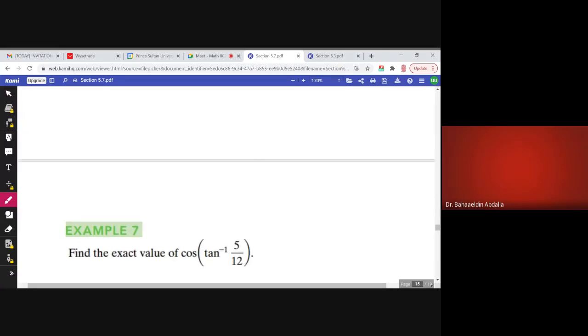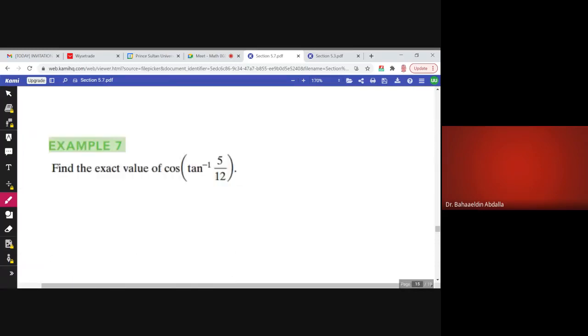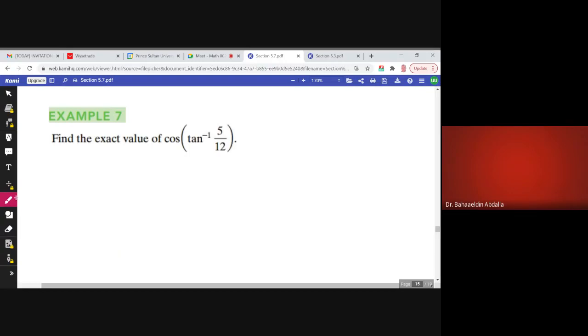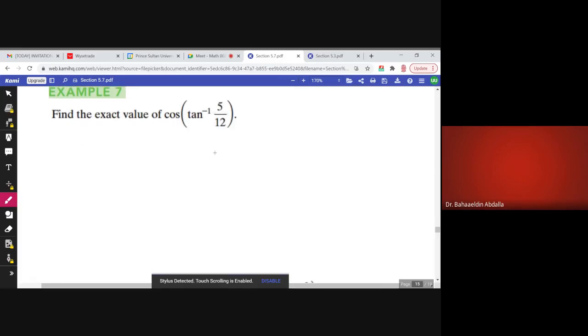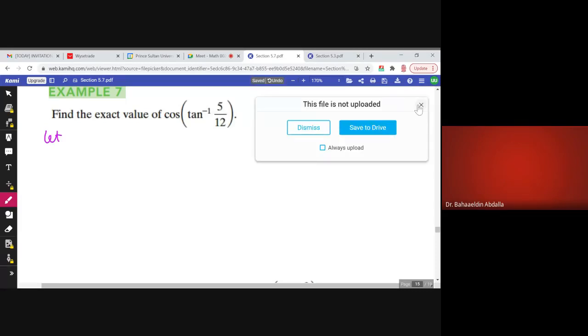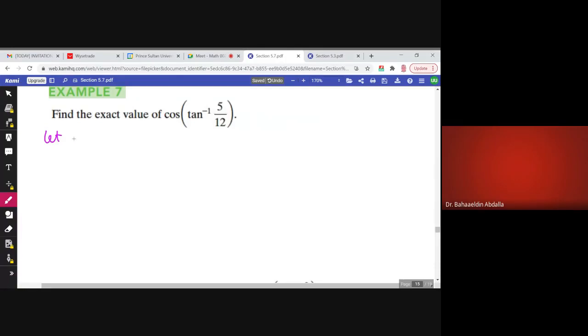Let us solve some more exercises about section 5.7, which is about the inverse trigonometric functions. Example 7 says, find the exact value of cosine tan inverse 5 over 12. The idea is always to call tan inverse, or any inverse trigonometric function, theta or y. I will call it y. So let y be tan inverse 5 over 12.